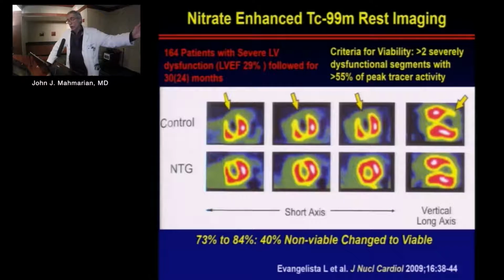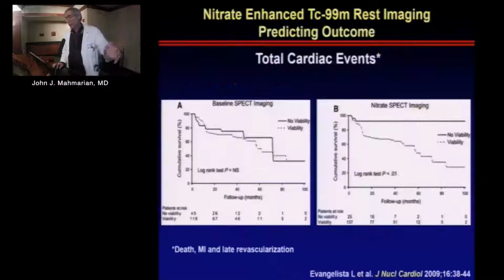And in fact, in this study, 73% of patients were called viable before nitrates, 84% after nitrates, and so 40% of non-viable segments actually changed to viable with the use of nitrates alone. So again, the importance of using nitrates when you use scintigraphic techniques.